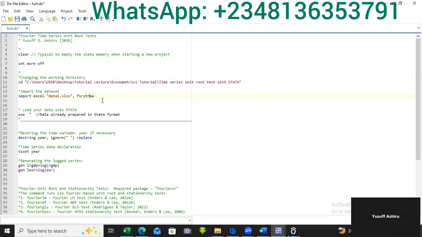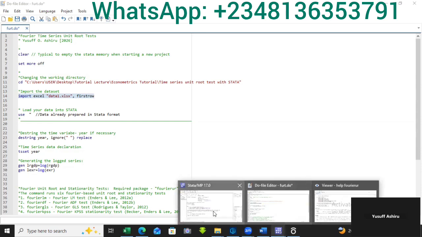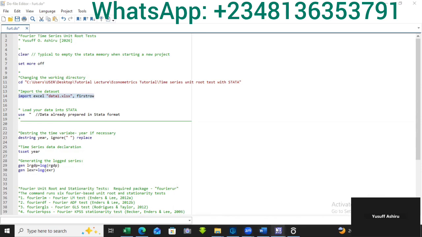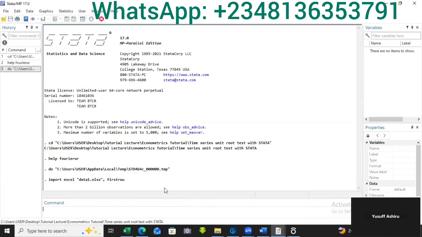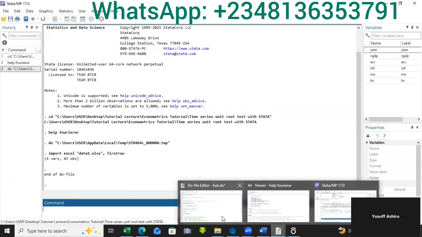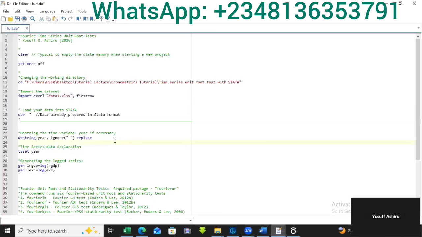Now I want to import the data set. This is the name of the data set. Let me run this code to import it. Let me check if it has run. Yes, the data set is imported. Now let me go back to here.